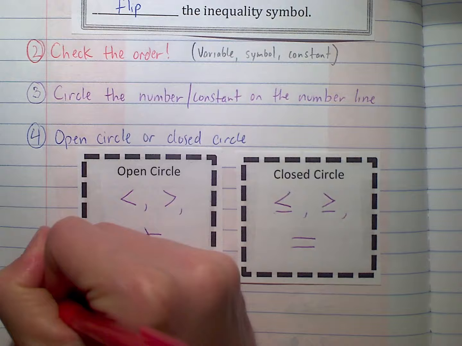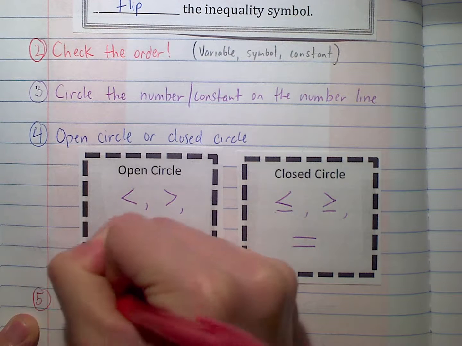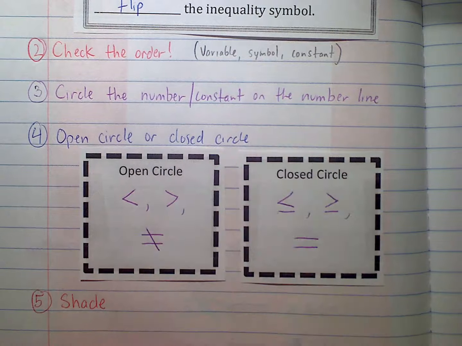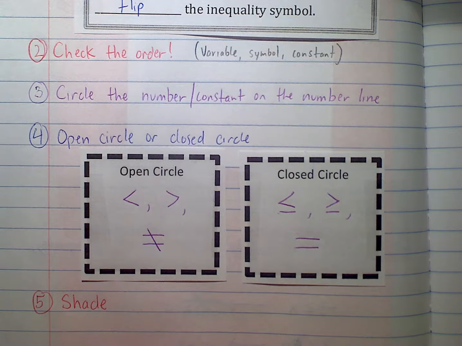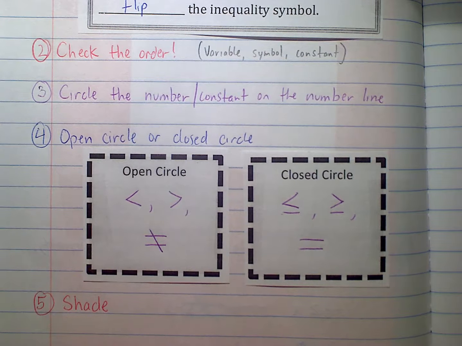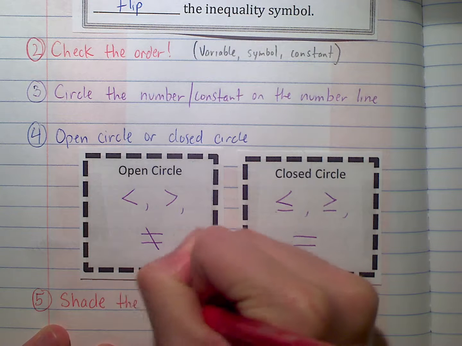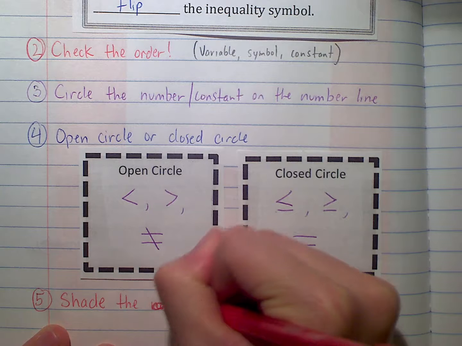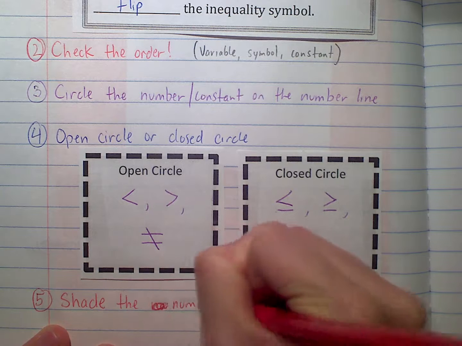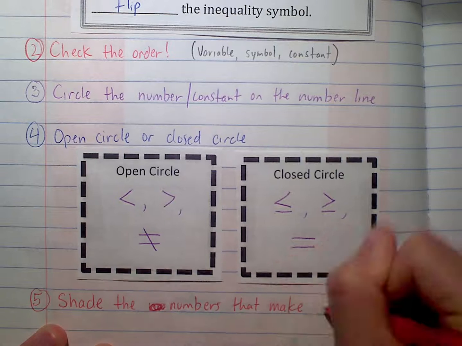And then the last step is to shade. And when we shade, what we're doing is we're looking for the numbers that make it true, right? So if I have x is greater than 5, then I would shade in the direction of 6, 7, 8, right? The numbers that make it true. So shade the numbers that make it true.